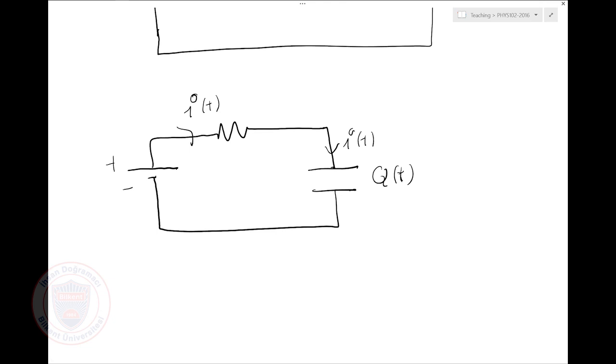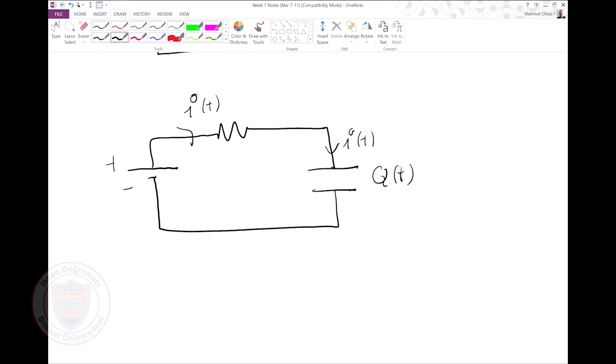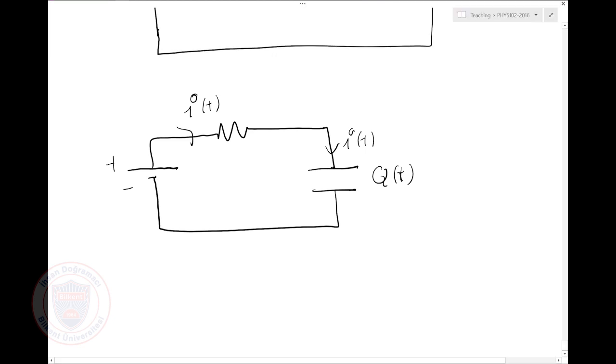Now, I would like to use Kirchhoff's voltage law, and I would like to use it slowly so that all of us can do it. I'm going to go along this loop and calculate the potential difference as I move along.